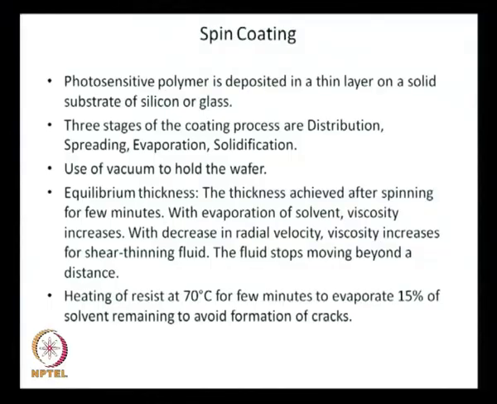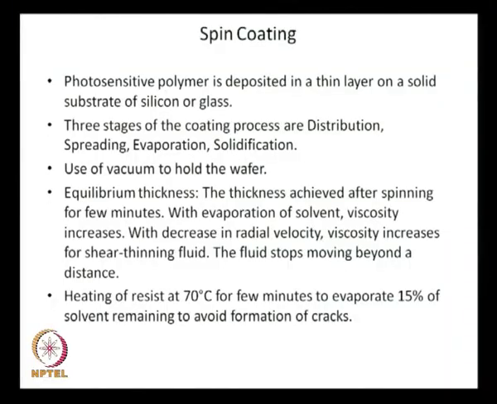So with evaporation of solvent, viscosity increases. With decrease in radial velocity, viscosity increases for a shear thinning fluid. The fluid stops moving beyond a distance. So you understand why you have an equilibrium thickness, because if it is just water, you think of putting water on a spinning substrate like this, and you have a centrifugal force. You expect that you have created a driving force and water will be simply thrown out. But here what is happening is, the moment you put a spinning action, the radial velocity at the center is highest, and the radial velocity decreases as this material moves out, right.